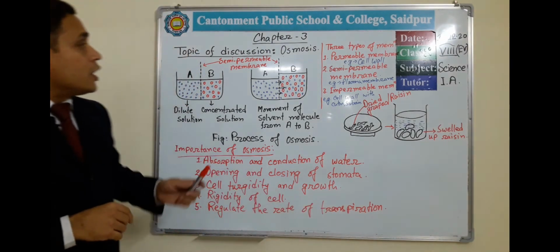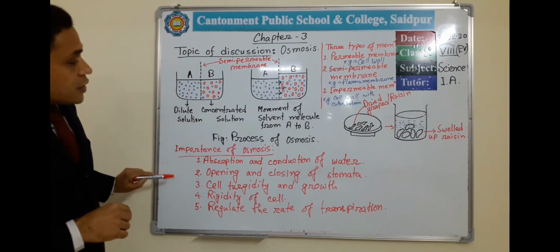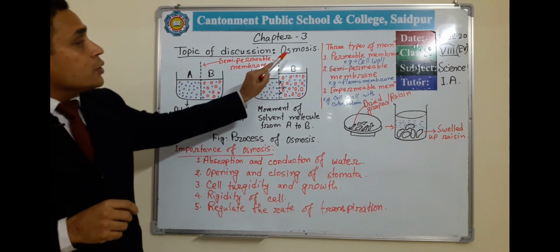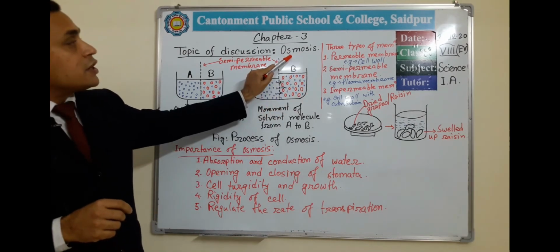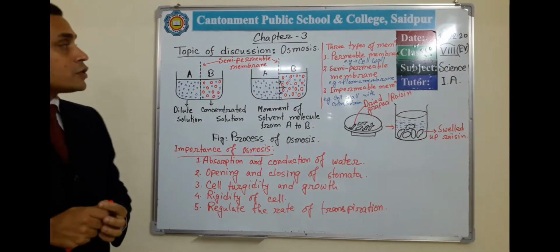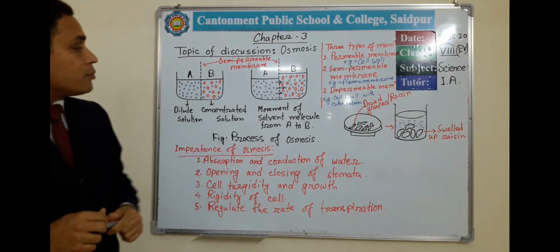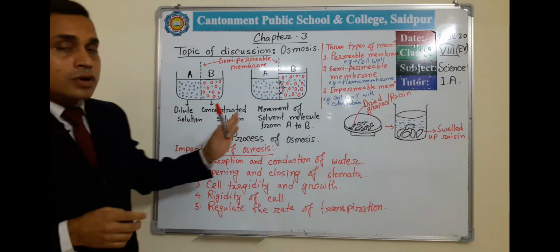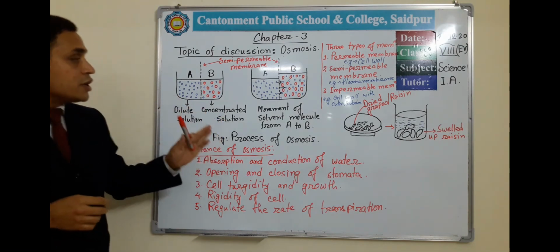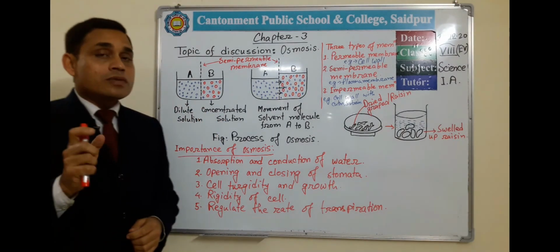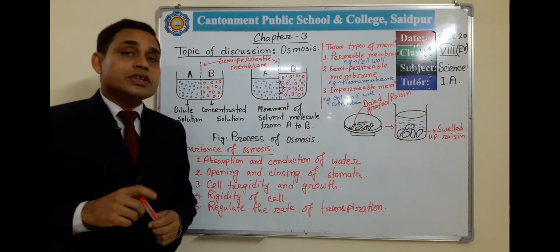Clear? So what I discussed, if I summarize this, then today in this segment I discussed the definition of osmosis and the membranes, three types of membranes, and the process of osmosis, how osmosis takes place and the importance of osmosis, and last of all the things which are not present in your book.